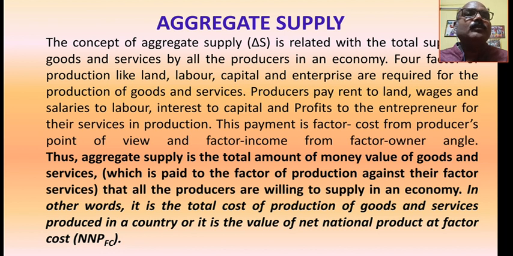One is land, labor, capital and entrepreneurs, and the producer pays rent to the landowner and wages and salaries to the labor, interest to the capital and profit to the entrepreneurs. So the rent, wages, interest and profit, these are called as the factor payments, or these are called as the remuneration given to the different factors of production for rendering their services in the production process.